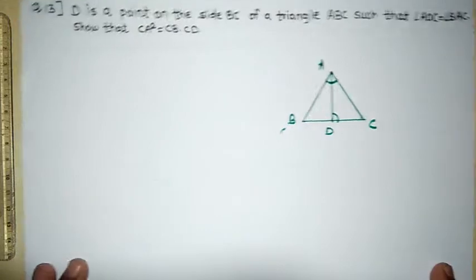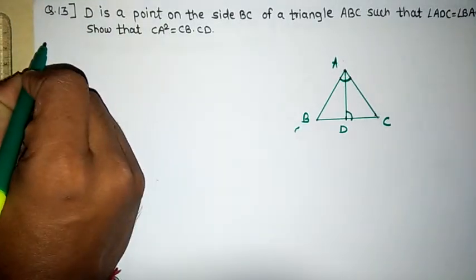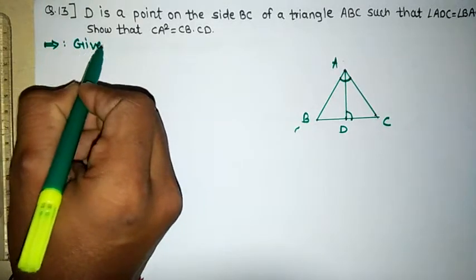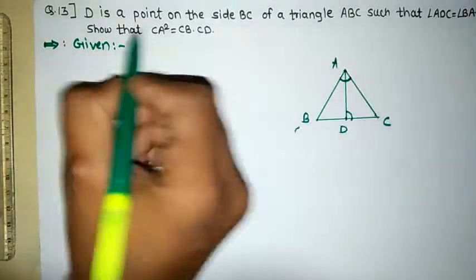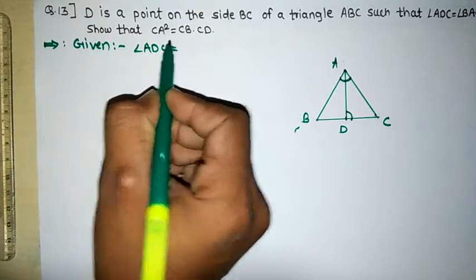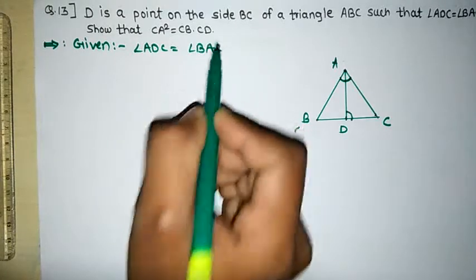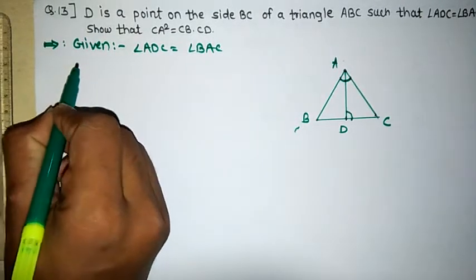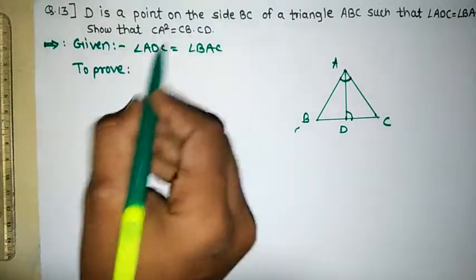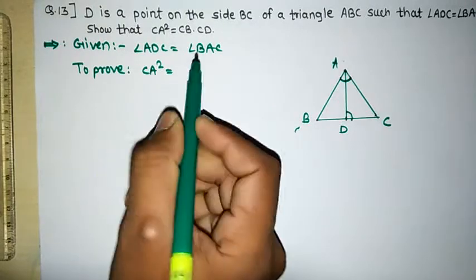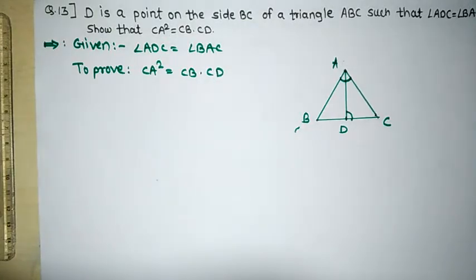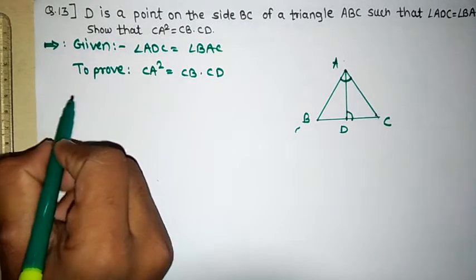To prove this, let us see what we have to do here. First I will write given. What is given here? In a triangle ABC, angle ADC is equal to angle BAC. It is a given. Then what we have to prove here? To prove, CA square is equal to CB into CD. This much we have to prove. Let us see how to prove. Proof.